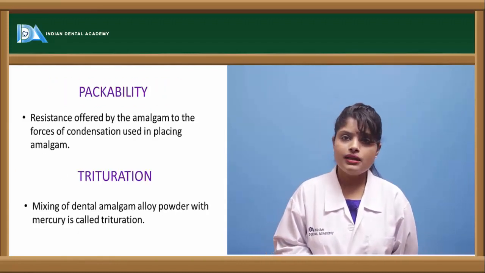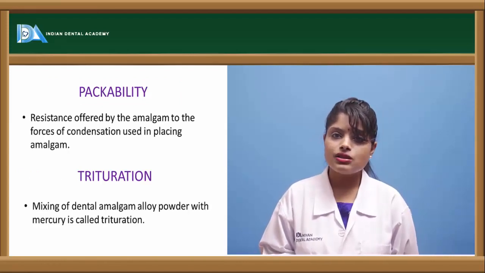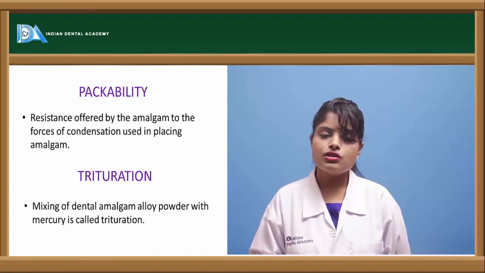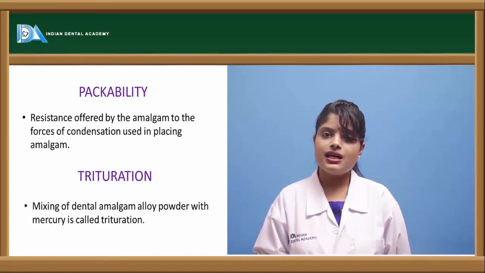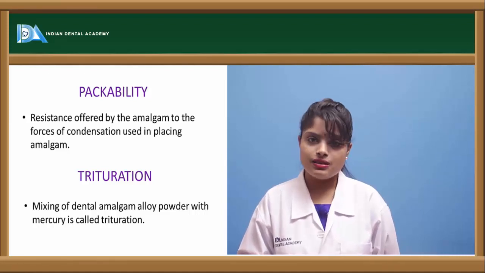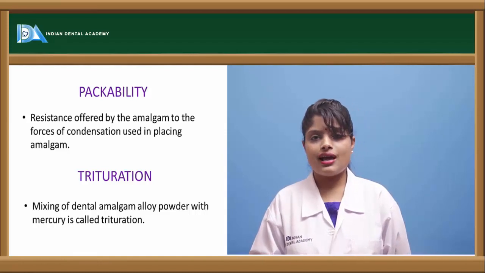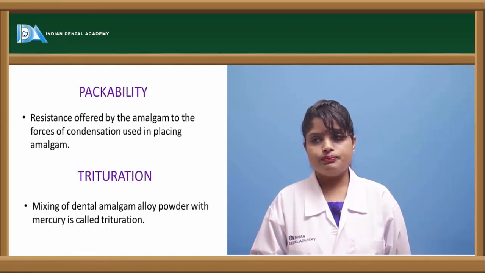Now there are other properties of amalgam, like packability. That is, it can be easily packed into the cavity which is formed after the cavity cutting of the tooth, whether it is a class 1 or a class 2 cavity. So it can be condensed by means of the amalgamator and the condenser in the cavity.